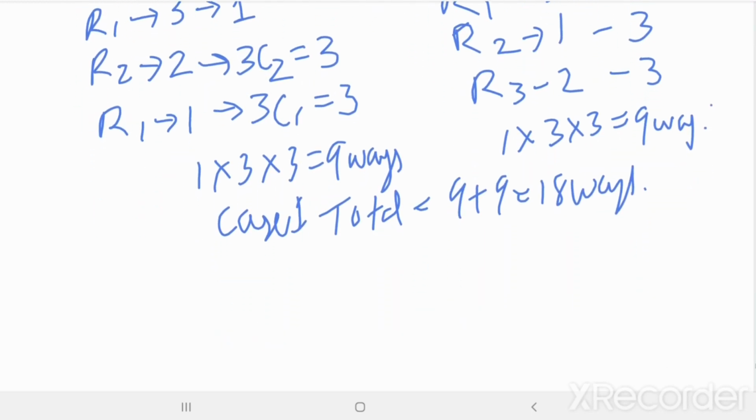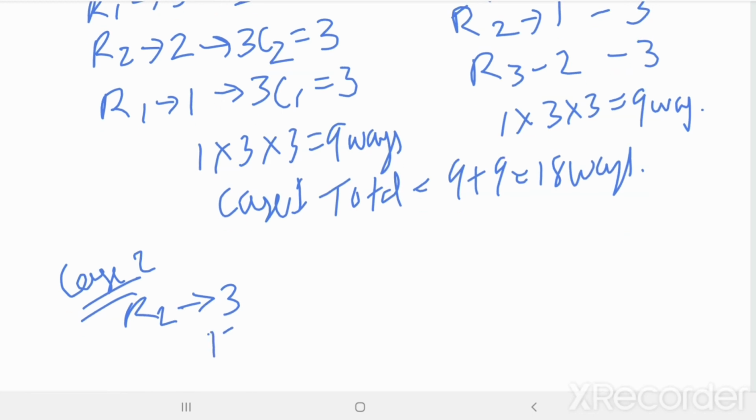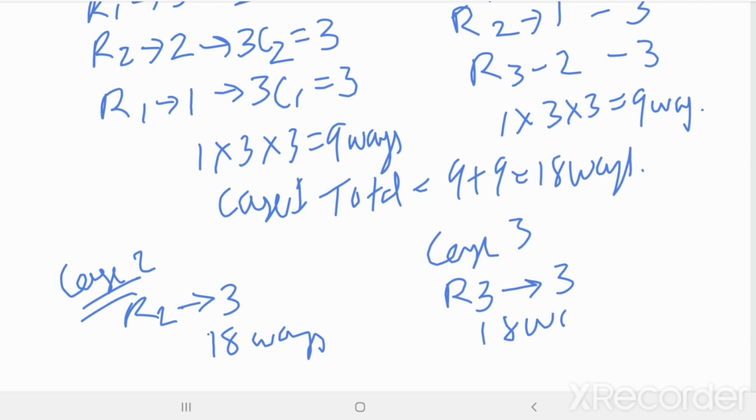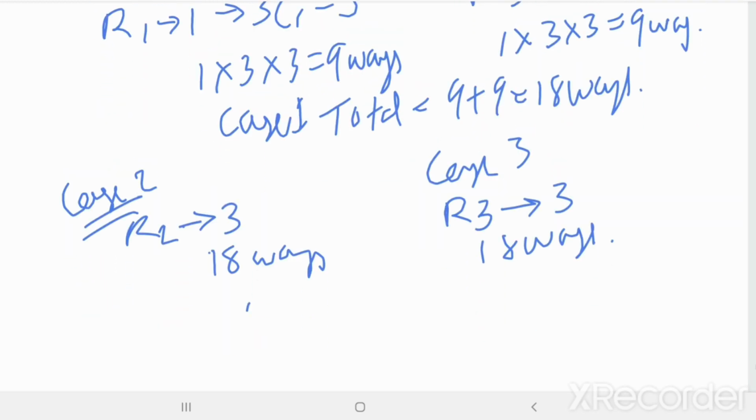Similarly, in case 2, R2 contains 3 cups of coffee. There you can have 18 ways of arrangement. In case 3, R3 has 3 cups of coffee. You can have 18 ways of arrangement. Then the total arrangements from the 3, 2, 1 arrangements equal 3 into 18 equals 54.